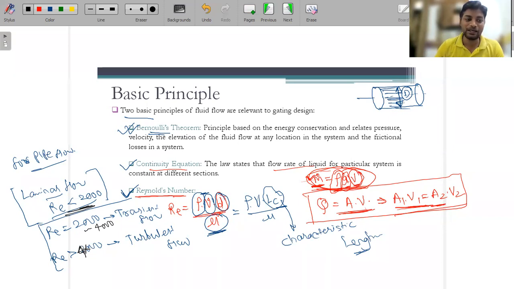For transient flow it is between 2000 and 4000, and for the turbulent flow it is above 4000. So this is exactly the Reynolds number for the pipe flow.